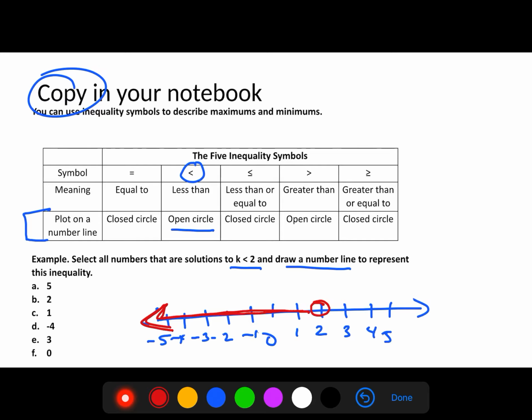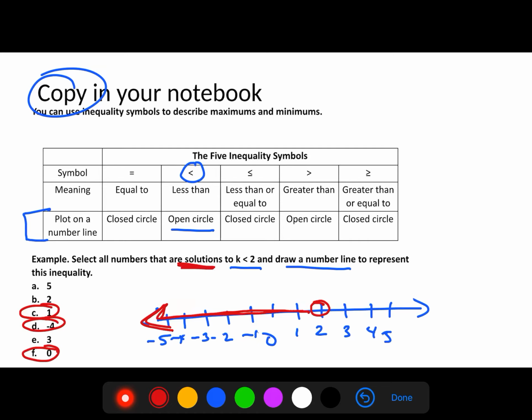So then, what are all the values that are to the left of 2? Is 5 in there? No, so that's not true. Is 2 there? No, because 2 has an open circle, so it does not include 2. 1? Yeah, 1 is a solution to the inequality. Negative 4? Yeah, negative 4 is over here to the left of 2. 3? No, 3 is to the right. 0? Yeah, 0 is to the left of 2. So those are numbers that are solutions to the inequality.